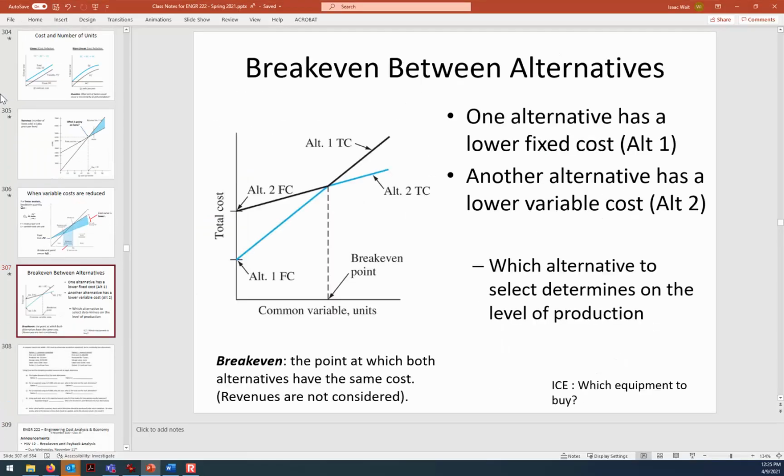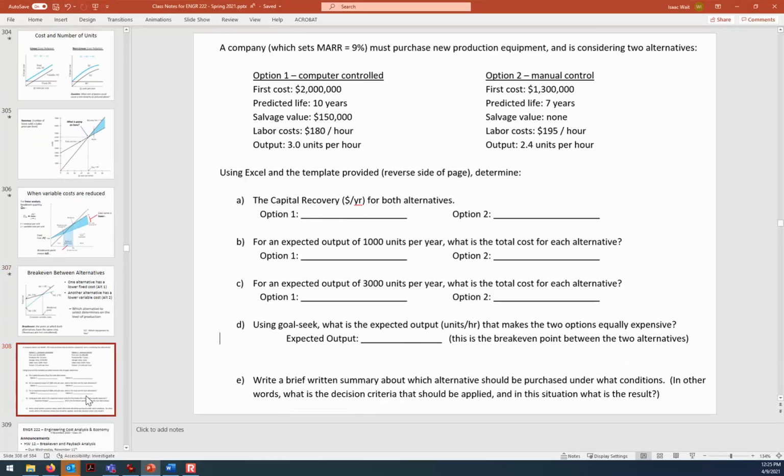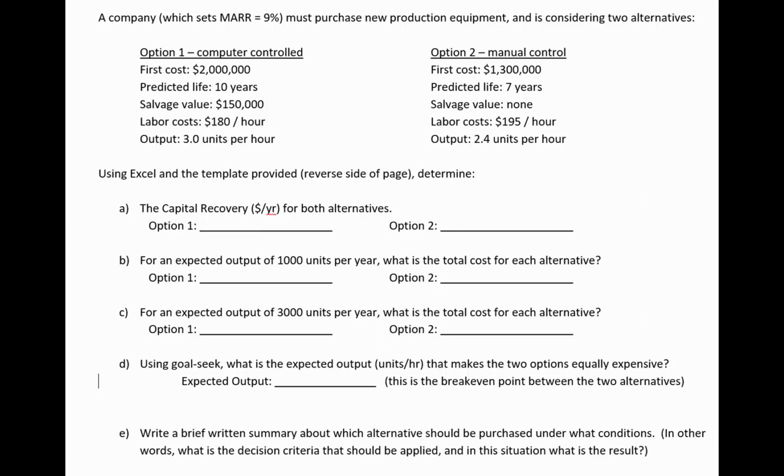All right. So in today's in-class exercise, what we're going to do is consider the case of two different pieces of equipment. Let's just look at it this way. There is some computer-controlled manufacturing equipment and manual control manufacturing equipment. And there's some differences here between them. You'll notice that option 2 is cheaper up front. It's $1.3 million versus $2 million for option 1.